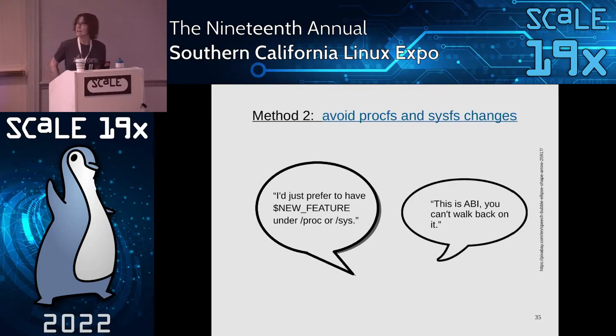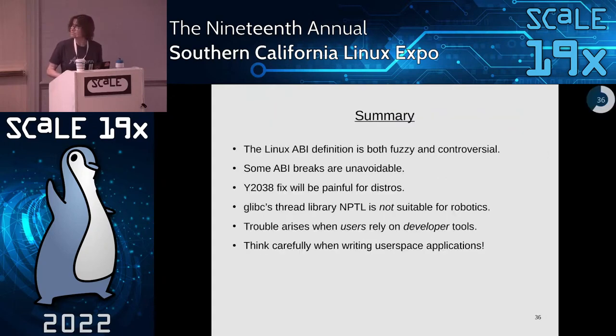And so this really shows you the hard decisions that people are making, because maybe if it's too hard to use the new feature because it's not in procfs or sysfs, no one will use it. There are no good solutions here.